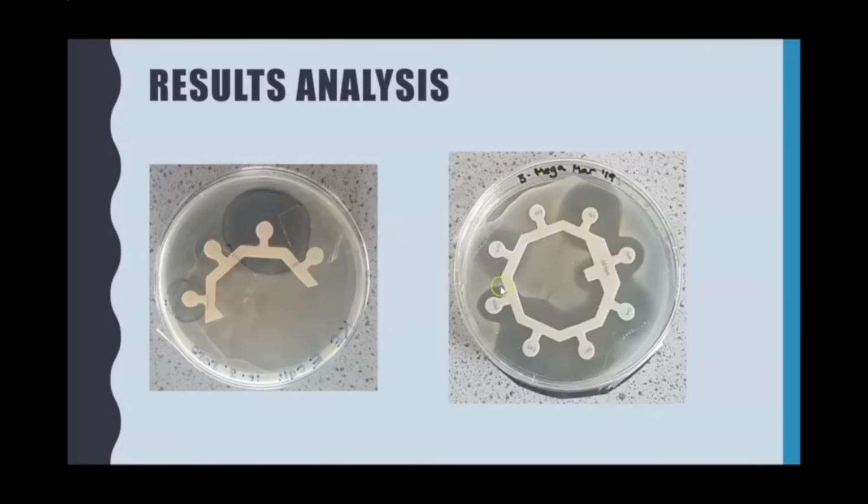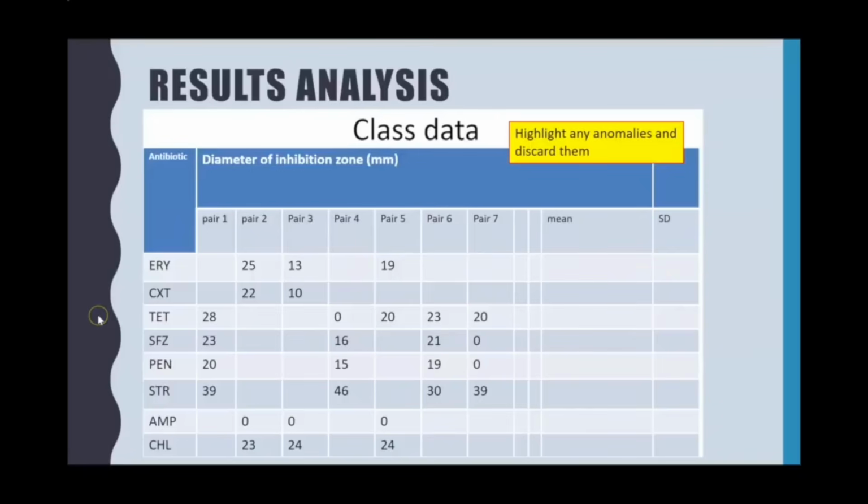Now there are overlaps, so I would be measuring the diameter up to this point and then all the way around that one. So if you didn't get a chance to measure yours and share the data, not to worry, you can use this set just here. We've got 7 pairs, they each plated 4 antibiotics, and they've then put their result for their 4. So we have ranging from 2 results up to 5 results for different antibiotics.